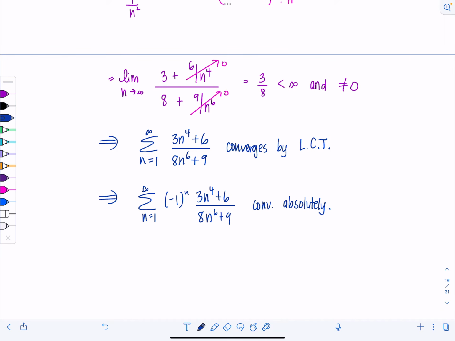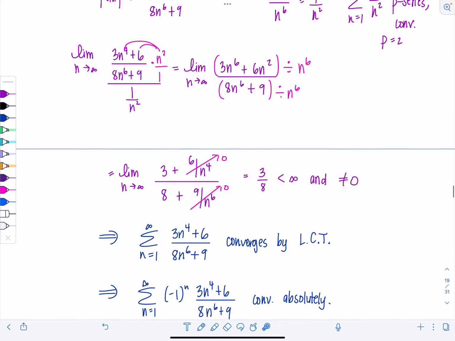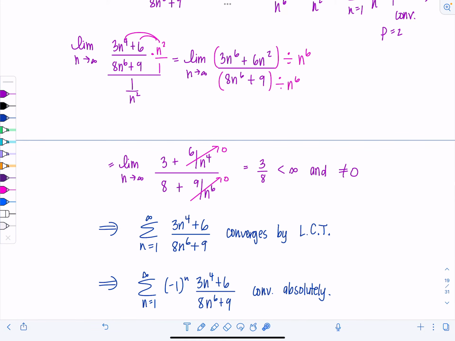And we're done. Now here's the mistake a lot of students make. They would look at this and just get so excited and do AST. And that's cute because that would tell you it converges conditionally, but then you still didn't check if it converges absolutely. And to do that, you'd have to go through this whole process, okay? If you do this whole process first and it passes, then you're done and you can skip AST.